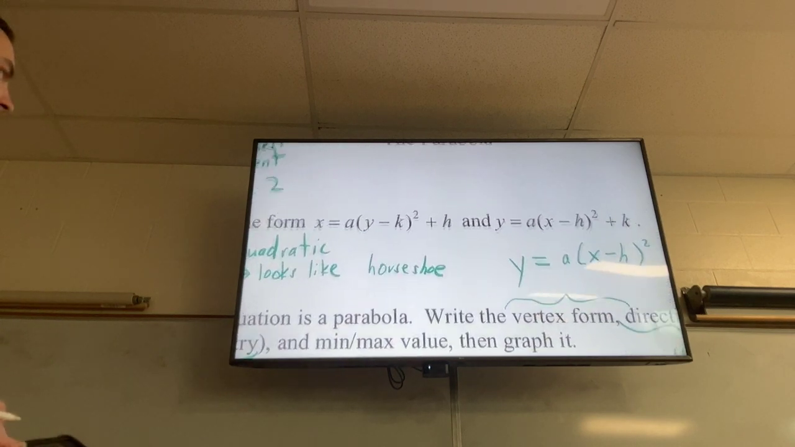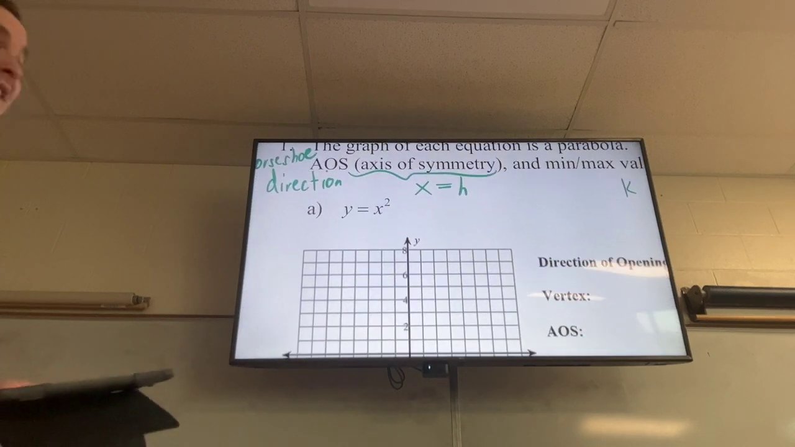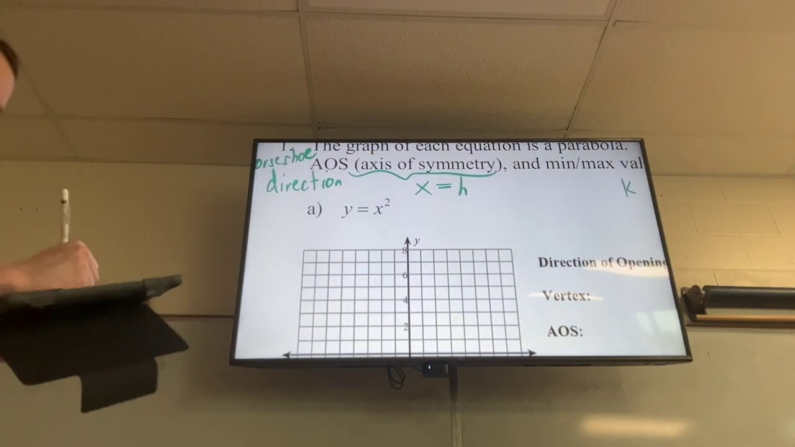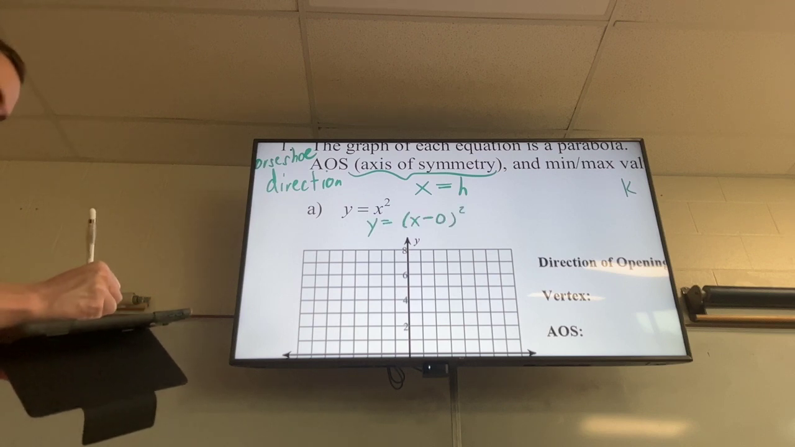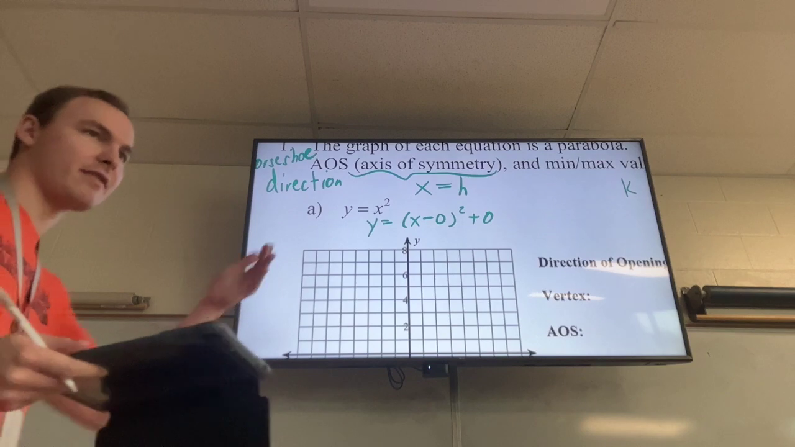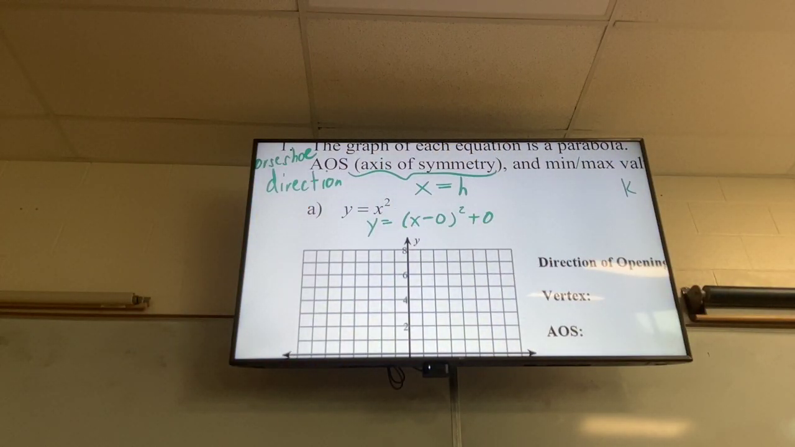Okay. This one I kind of don't like. This example kind of frustrates me. It is the parent graph. So this is technically y equals (x minus 0) squared plus 0. If you do a minus or plus 0, it doesn't change anything.